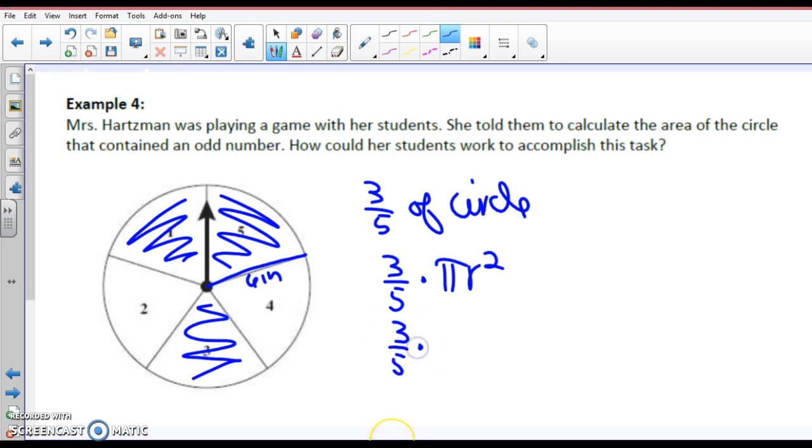3/5 times, what do I put in for pi? 3.14 times 6 squared. Let's punch that in and see what we get. I get 67.824, and it would be inches squared because it's 3/5 of the circle. All right.